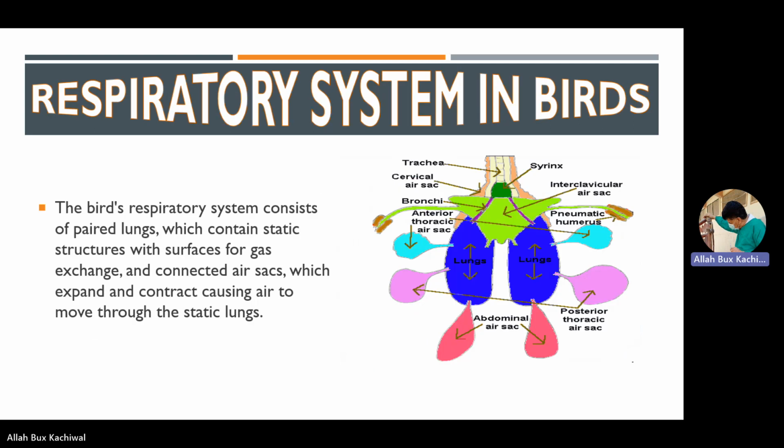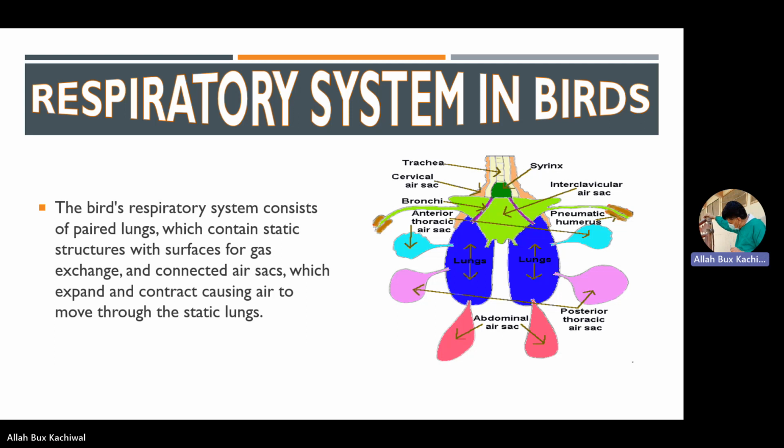Respiratory system in the birds. The bird's respiratory system consists of paired lungs, which contain static structures with the surfaces for gas exchange, and connected air sacs, which expand and contract, causing air to move through the static lungs.